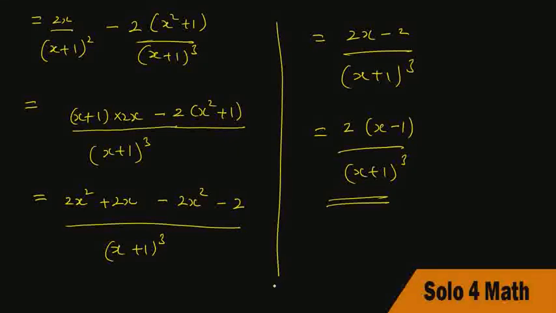Okay, lastly, we can look at another example. If you have y equals root of (x plus 2) times root of (x plus 3), let this be your u, let this be your v. It doesn't matter which one you let to be u, which one you let to be v.